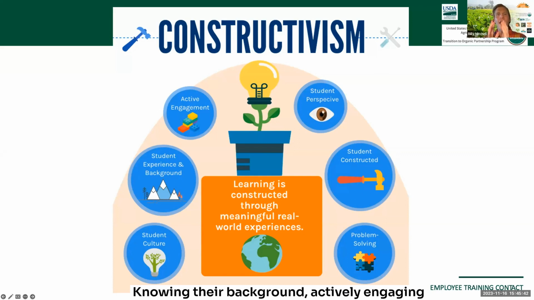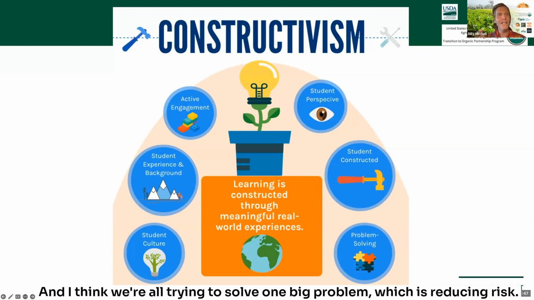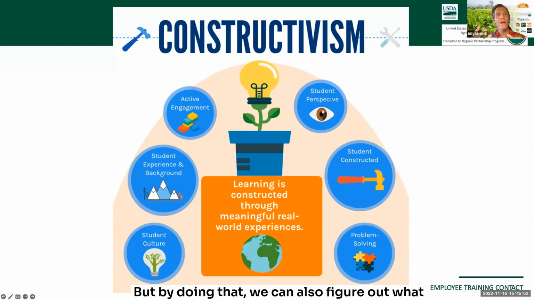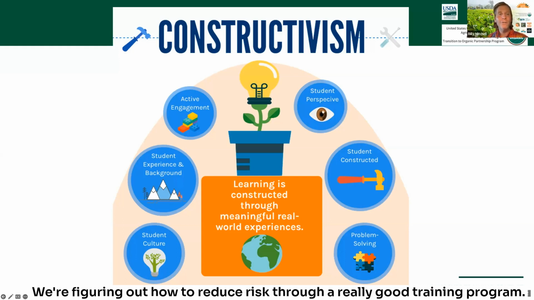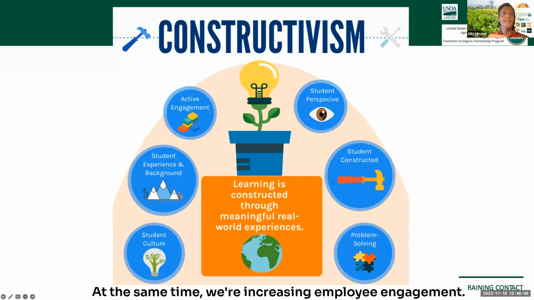And I think we're all trying to solve one big problem, which is reducing risk. But by doing that, we can also figure out what other problems are happening on the farm. So sometimes, or in the facility, we're reducing this risk, but maybe we're extending shelf life. We're figuring out how to reduce risk through a really good training program. At the same time, we're increasing employee engagement, we're increasing happiness.